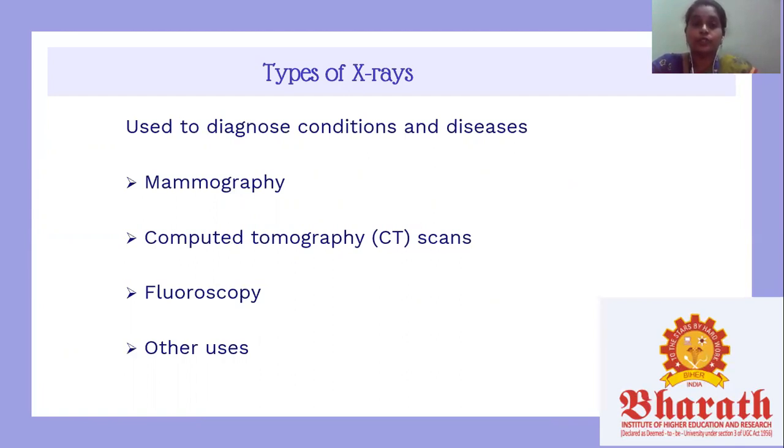The next is computed tomography scans, which combine X-rays with computer processing to create detailed pictures or scans of cross-sections of the body that are combined to form a three-dimensional X-ray image. The next is fluoroscopy, which uses X-rays and a fluorescent screen to study moving or real-time structures in the body, such as viewing the heart beating.